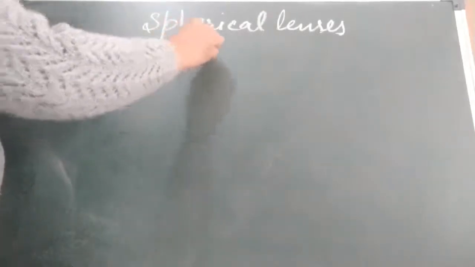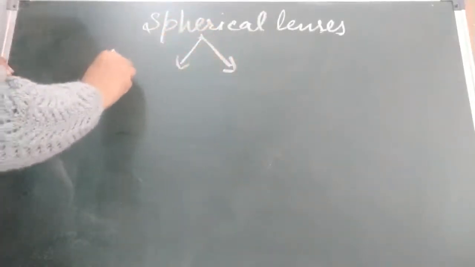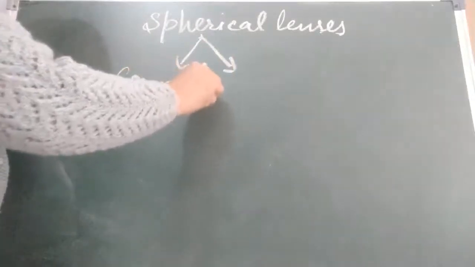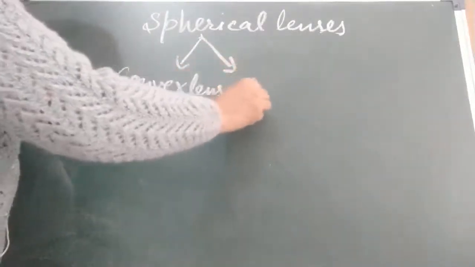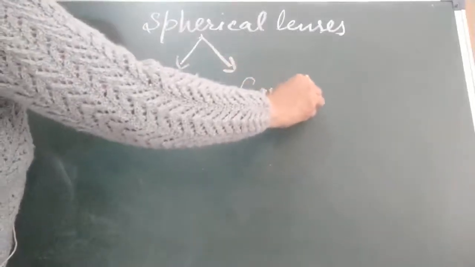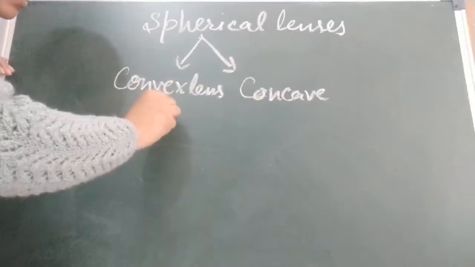Yes, children, we are going to discuss now spherical lenses. Spherical lenses are of two types, like mirrors: convex lens and concave lens.